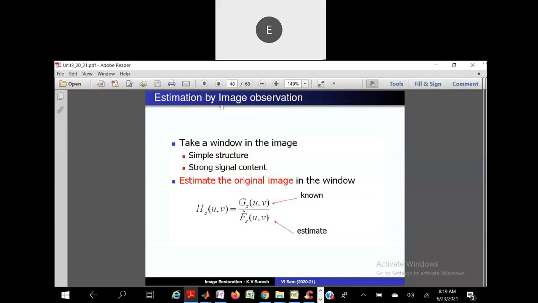So this is one way of doing estimation of image degradation by using observation. I repeat, I have to take a small window in the blurred image, and that structure has to be very simple and it should have strong signal content. So the best thing is to go to a corner point or to an edge point. Now estimate what could be the original pixel values there and find that spectrum. Divide the Fourier spectrum in that region of the blurred image by the estimate. That will give you the blur in that small region, and assume that the blur is the same all across the image. This is the procedure.